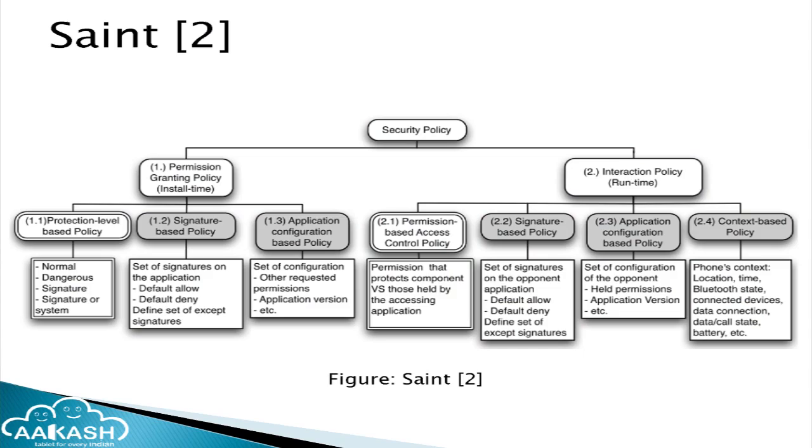So if your application has internet access, then the other application which wants to communicate with you should also have internet access. By defining such a policy, you will be able to stop the privilege escalation attack. And the last part is context-based policies.